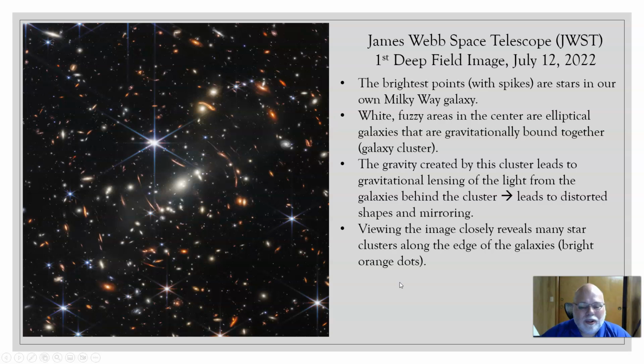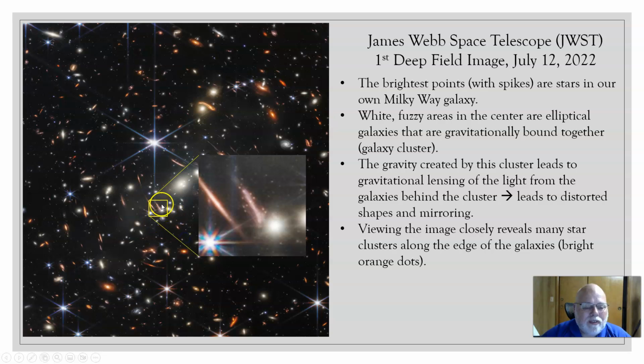Now, what's really cool is that if you look at the image closely, you can see a lot of star clusters forming along the edges of some of these galaxies. I created a little inset here. So I've taken this little piece, cut it out, and expanded it. And so this piece right here, this galaxy, that's this. Well, if you look at it, you see all those bright orange dots? Well, those are actually areas where you have globular clusters of stars that are in the process of formation. All right?